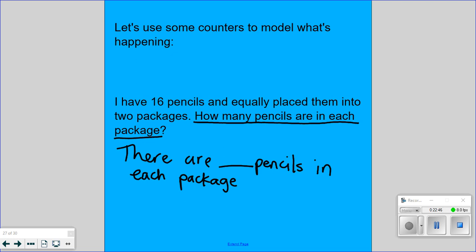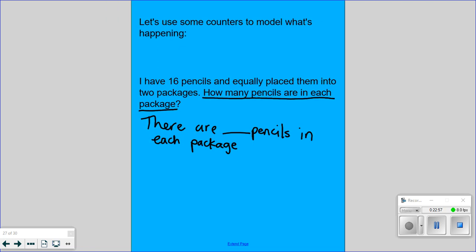Kenzie, are you on the notebook on your desk, please? Thank you. All right, well, let's get out some counters. Our counters are probably going to be pencils. How many counters should I get ready? Because I don't need all of them. How many counters do I actually need?